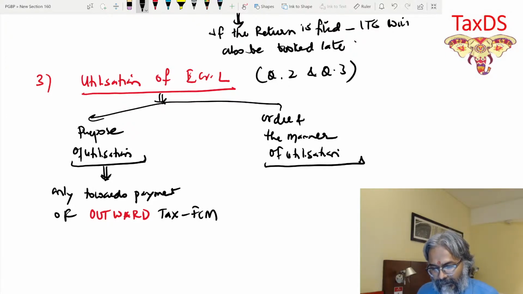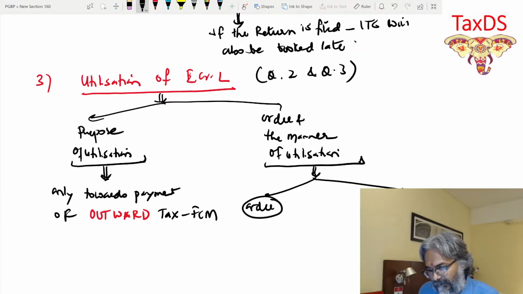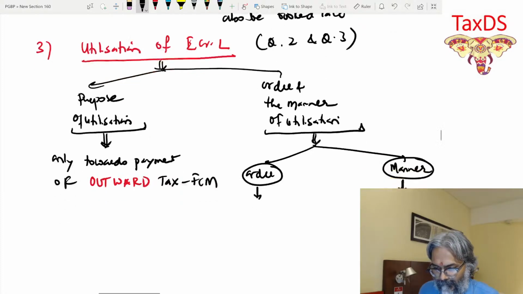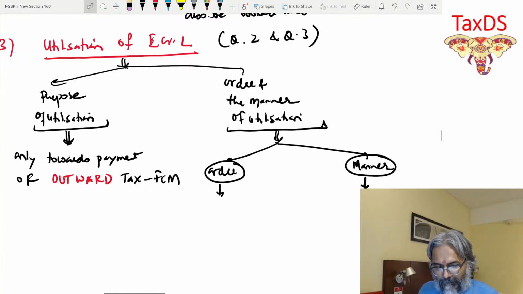Now, the order and the manner of utilization, students. Let's have a look in this context. One is in respect of the order: what is the order of utilization? And the second one, students, is about the manner of utilization.